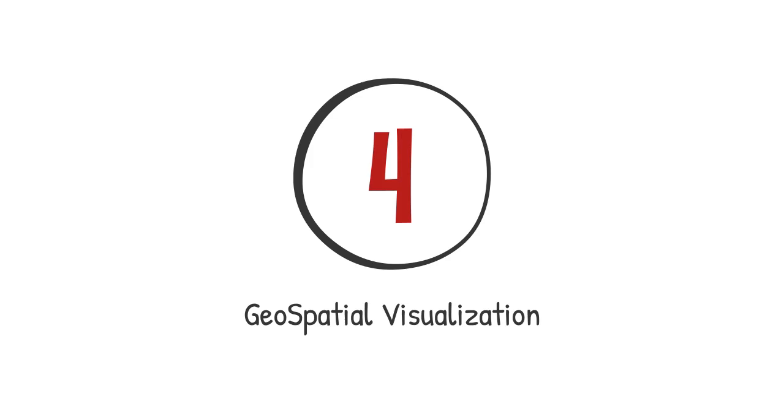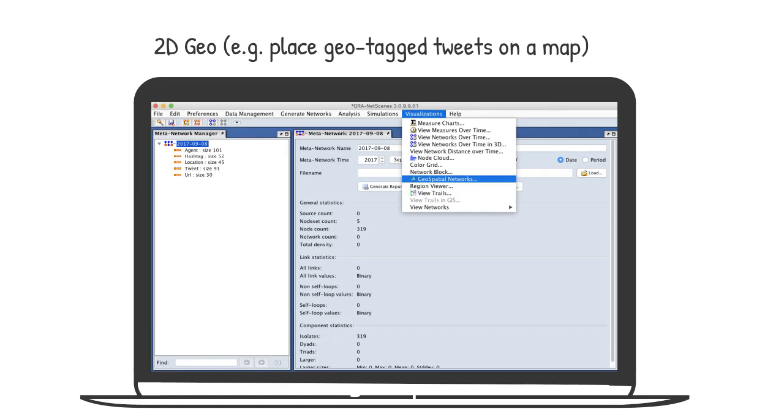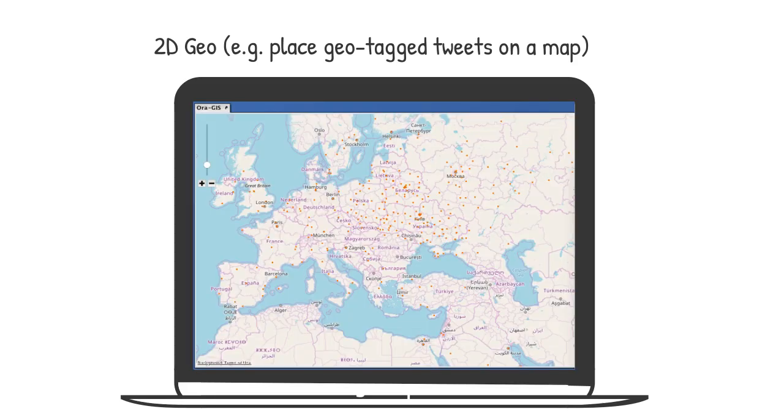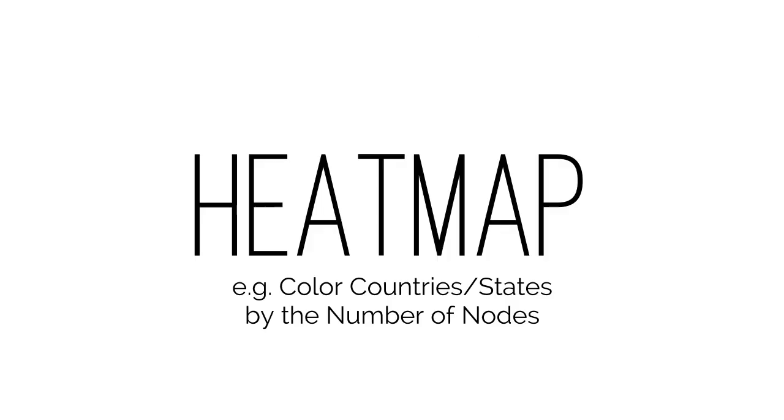Now that we know a bit about 2D visualization, let's look at geospatial visualization to better visualize our data based upon location. To create a geospatial visualization of your data, select the network you want to visualize and then click Visualize and Geospatial. Within the Geospatial Visualizer, you can create a heat map to color countries or states based upon the number of nodes within.